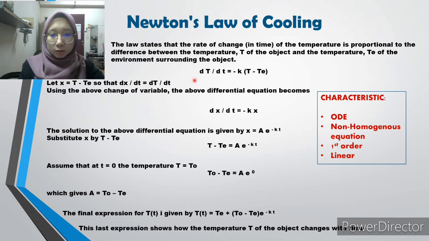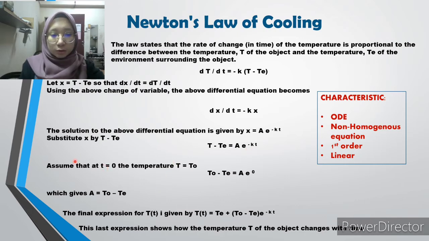So the first equation we get is dT/dt equals negative k (T minus TE), and then we let x equals T minus TE, so that dx/dt equals dT/dt. Using the above change, we get dx/dt equals negative kx. The solution for the differential equation is given by x equals A e to the power of negative kt, and then we substitute and get T minus TE equals A e to the power of negative kt.